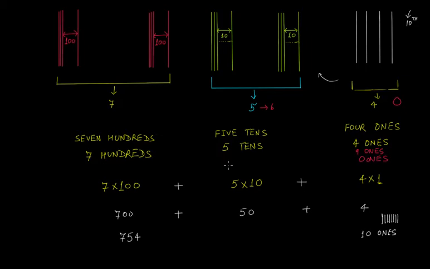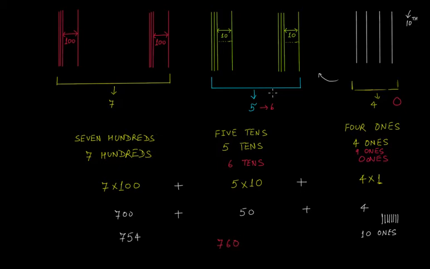And this will become what? This will become 6 tens. Now what will your number be? Your number will be 760. Okay, now this is 760. This means 7 hundreds, 6 tens and 0 ones.